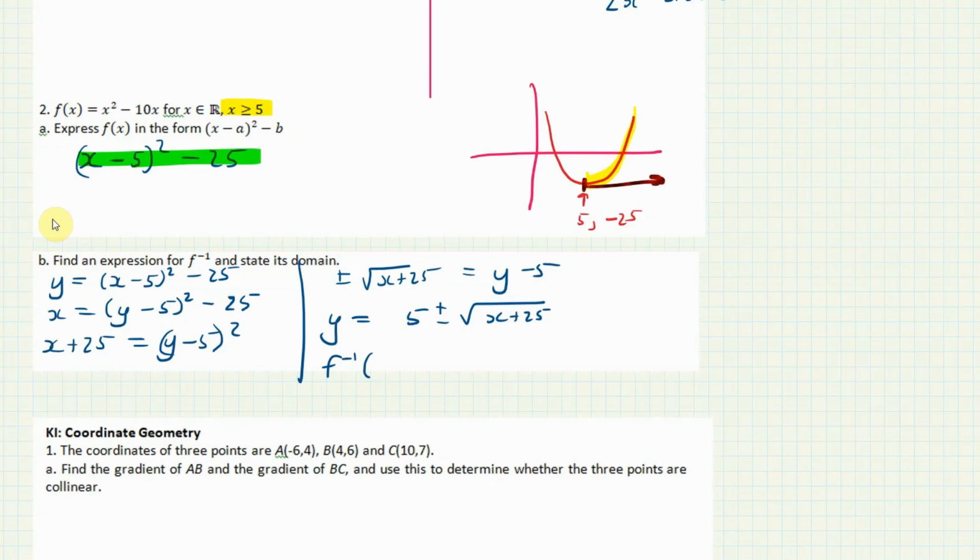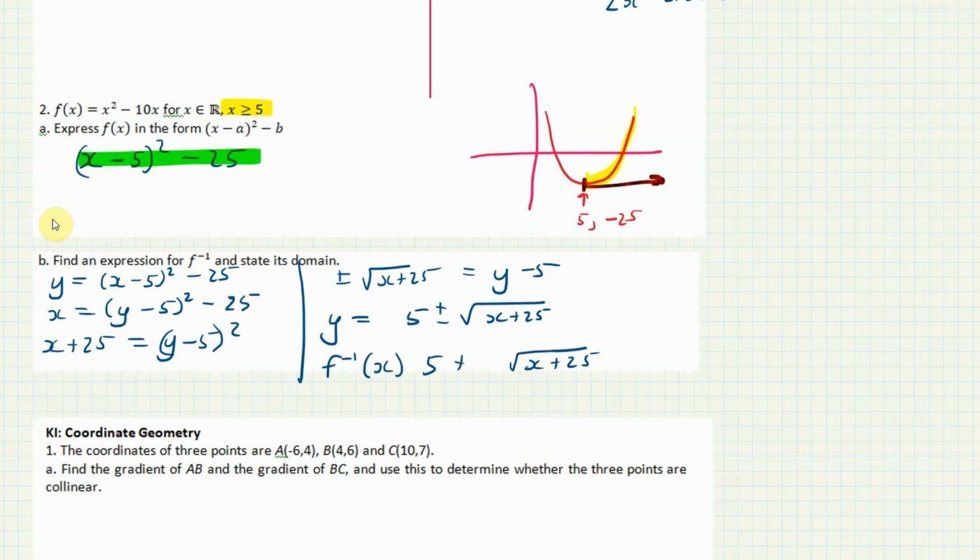Now, if it's from the minimum point to the right, that means when you do the inverse, you want a positive. So we want the right-hand side, so down here we want 5 plus the square root of x plus 25.